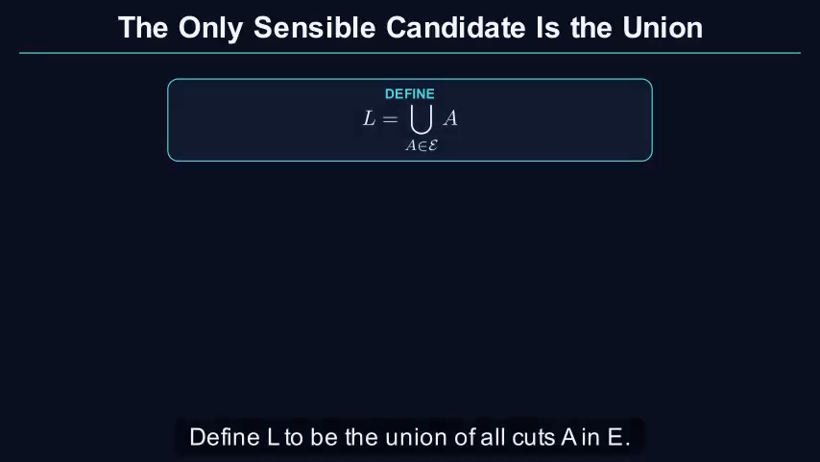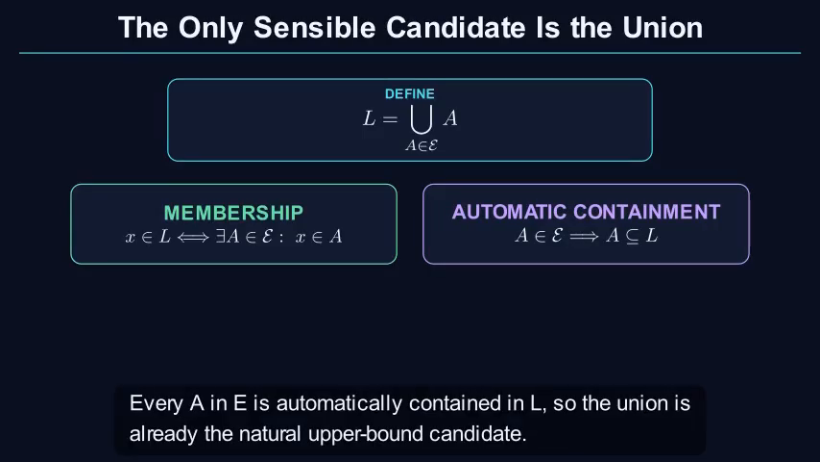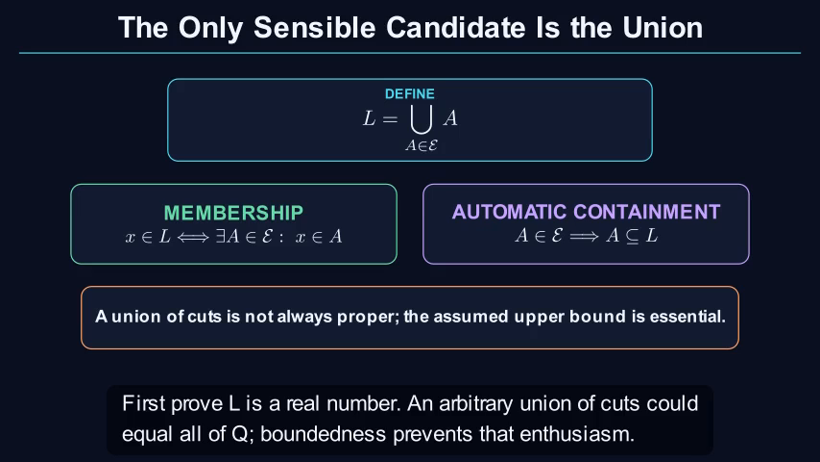Define L to be the union of all cuts A in E. A rational x belongs to L exactly when x belongs to at least one cut in the family. Every A in E is automatically contained in L, so the union is already the natural upper bound candidate. First prove L is a real number. An arbitrary union of cuts could equal all of Q.